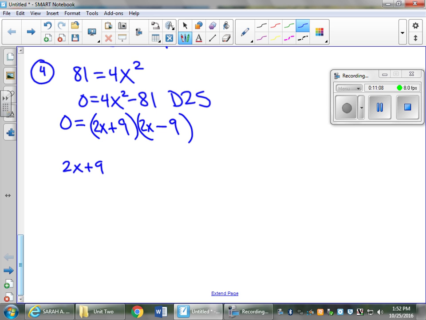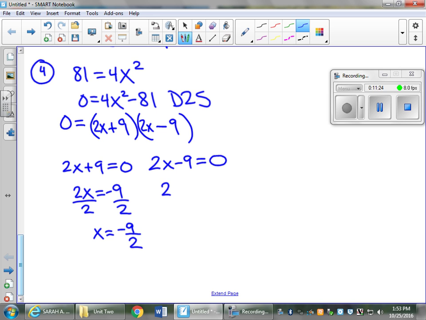You're going to set your factors equal to 0. And when you get your answer, it's going to be the same number, but just different signs. The first one, you're going to subtract the 9 and divide by 2 to get negative 9 halves. And the second one, you're going to add the 9 over and divide by 2 to get positive 9 halves. You can leave them separate like that, or you could also write it as x equals plus or minus 9 halves, which is the format you would have written it in if you solved the original problem using the square root method instead of factoring it.